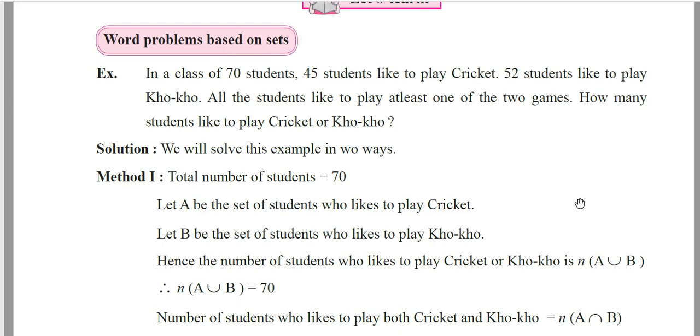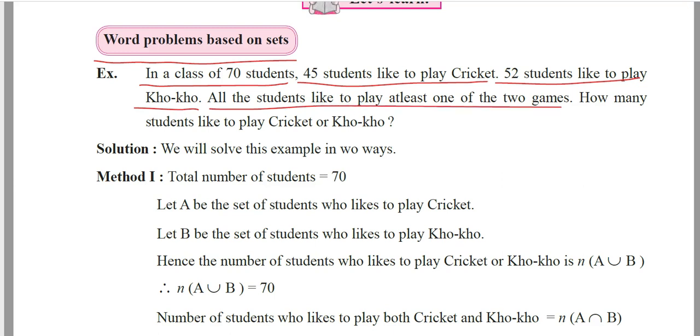Now the word problems based on sets. In a class of 70 students, 45 students like to play cricket, 52 students like to play Kho-Kho. All the students like to play at least one of the two games. How many students like to play cricket and Kho-Kho? Now see this, we solve this problem in two ways. The total number of students is 70. Let A be the set of students who like to play cricket.